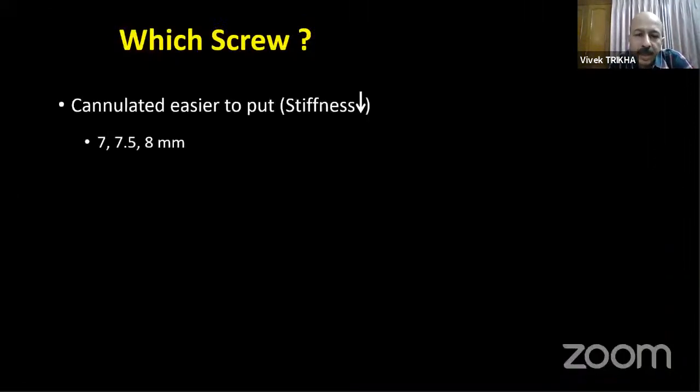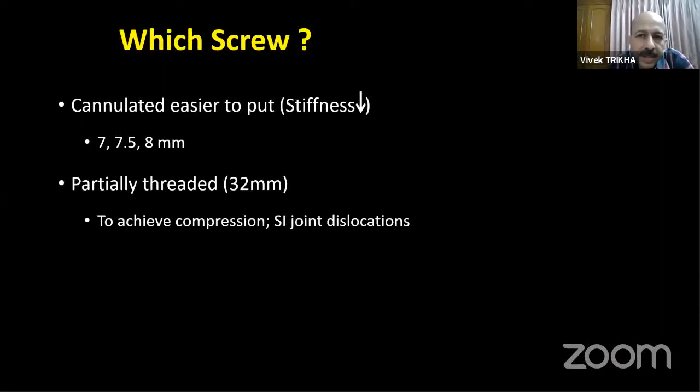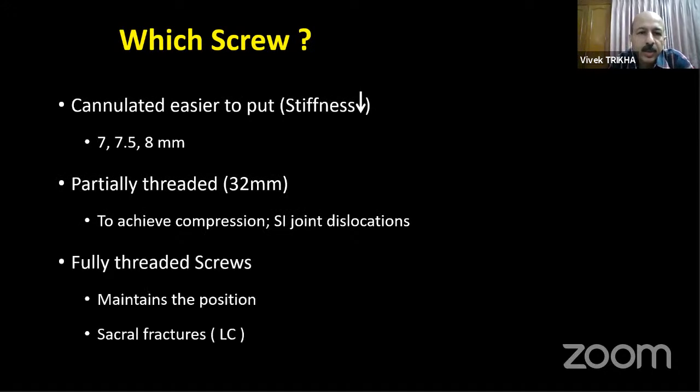Which screws to put? Normally, cannulated screws of 7.5 to 8 millimeters are put. Partially threaded ones are easily available. So you can put them in 32 millimeters.